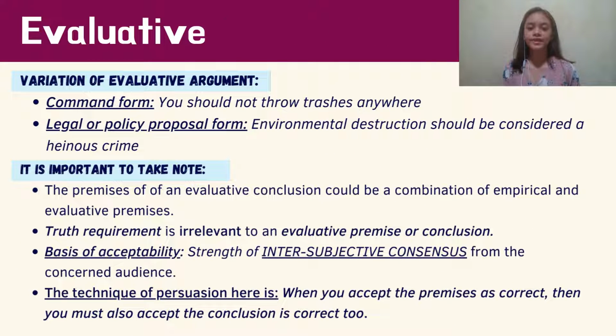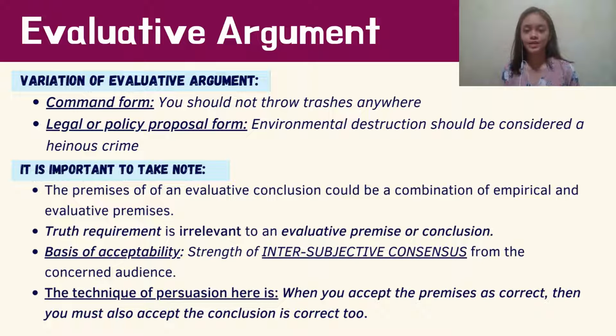So here we have the variation of evaluative argument. We have the command form, for example, you should not throw trashes anywhere. Then we have the legal or policy proposal form, for example, environmental destruction should be considered a heinous crime. So in an evaluative argument, it is important to take note that the premise of an evaluative conclusion could be a combination of empirical and evaluative premises. The truth requirement is considered to be irrelevant to an evaluative premise or conclusion. It is only applicable to an empirical argument.